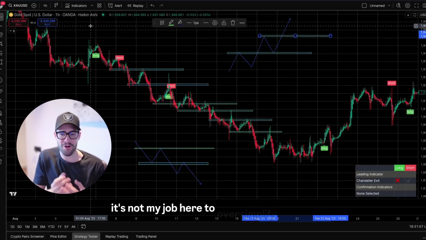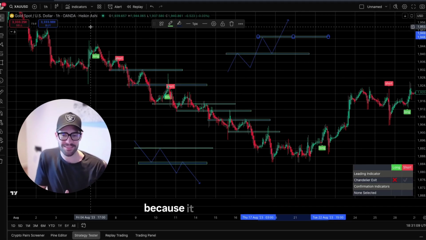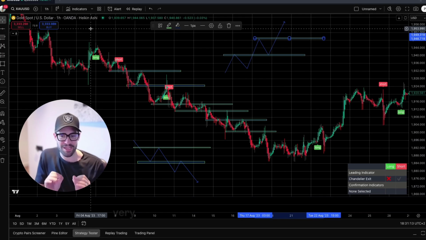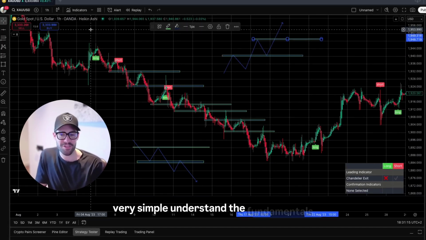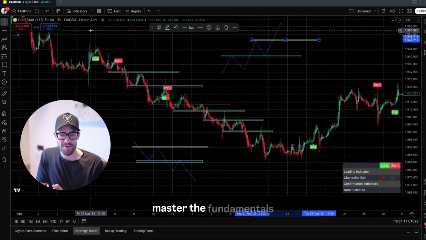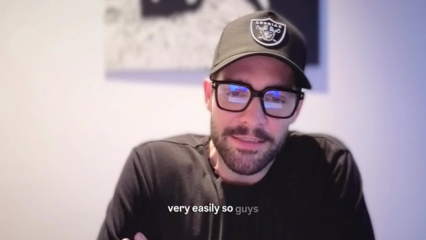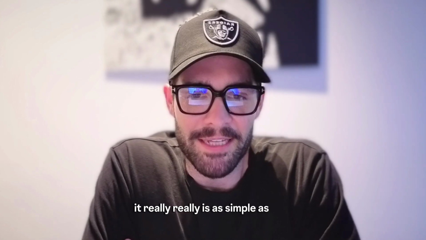It's not my job here to oversimplify trading because it is complicated, but the fundamentals are very, very simple. Understand the fundamentals, master the fundamentals, the other stuff will fall into place very, very easily. So guys, it really, really is as simple as that. Like I just said there, focus on the fundamentals.